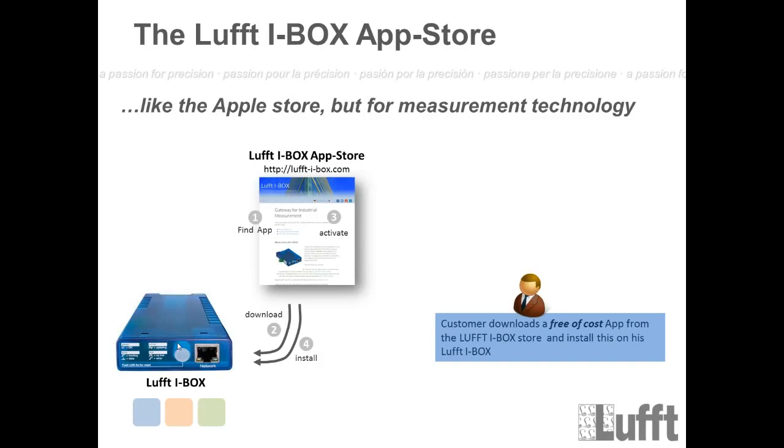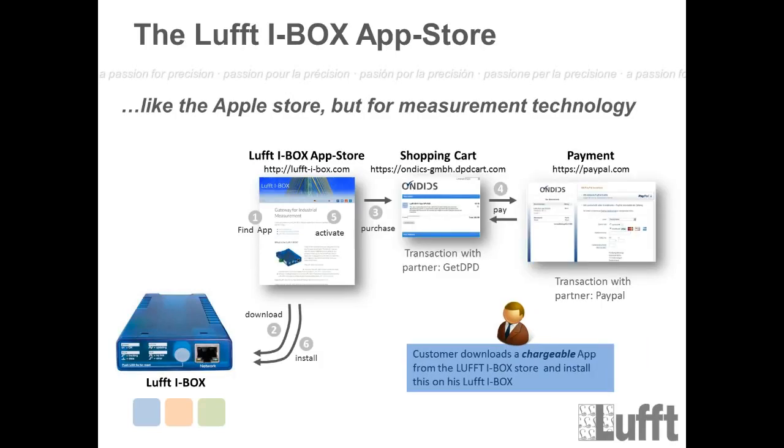If you want to download or use a chargeable app, then it would look like this. The customer downloads a chargeable app from the Lufft I-BOX store and installs it on his Lufft I-BOX. First step, again, find the app. Second step, download the app. But now we have a changed system. Then you have to purchase the app. You have to pay for the app. You can also use credit card or PayPal. And after you have paid for the app, you have to activate the app, and then you can install the app. So that's how it will work in the future. Okay?